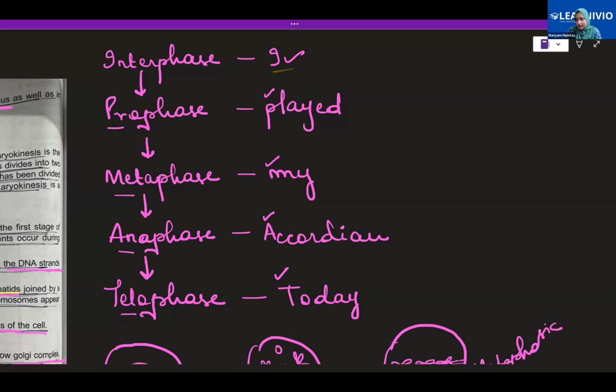So I stands for interphase, P stands for prophase, M stands for metaphase, A stands for anaphase, and T stands for telophase. Clear? You can make your own also. You can use mine also. And you know what? From where did I get this? Very long back, when I was even in class 11. I think I was really young.